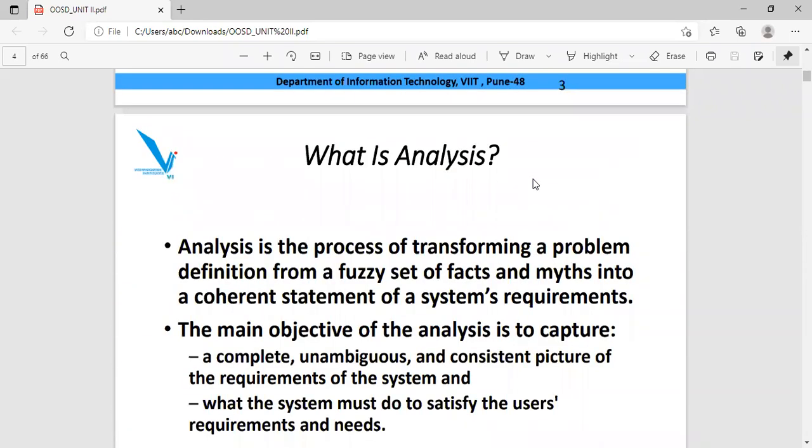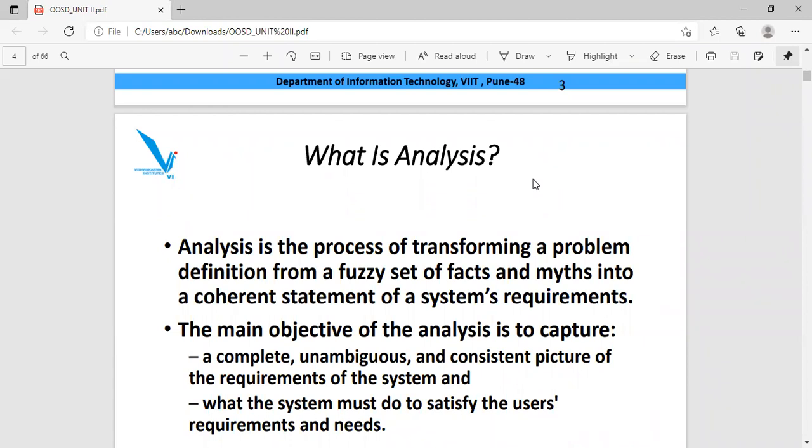So what do we mean by analysis here? Analysis is a process where we have the problem statement, which we identify with the help of our own understanding. It is the process of transforming a particular problem statement from a fuzzy set of facts and myths into a coherent statement of the system requirement. We have already done that in unit number 1, where we understood our system requirement.